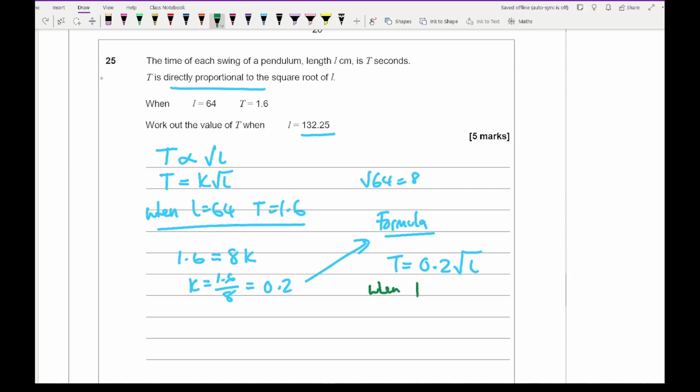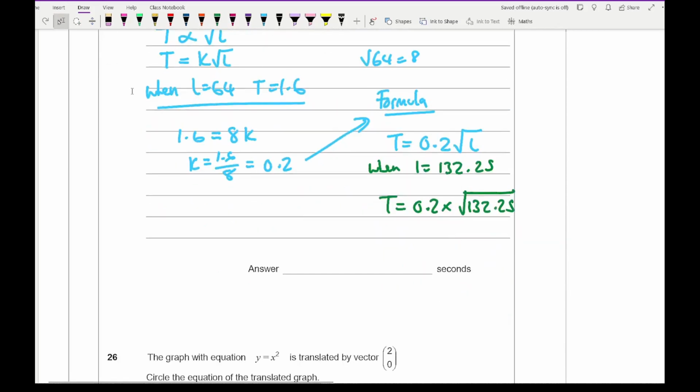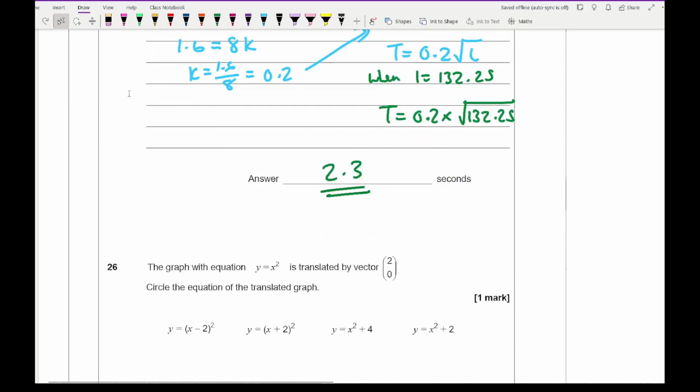So when L equals 132.25, T equals 0.2 times the square root of 132.25. If I type that all into my calculator, I should get an answer of 2.3.